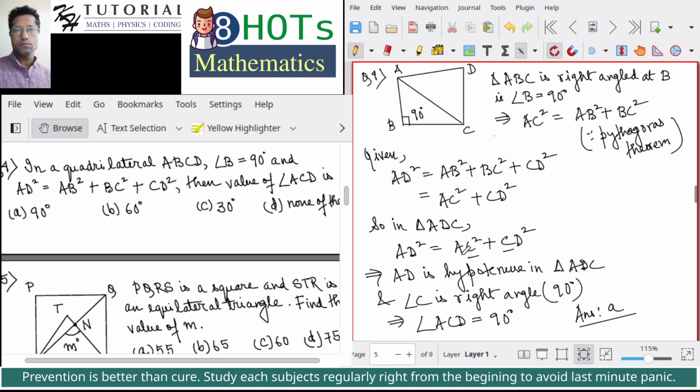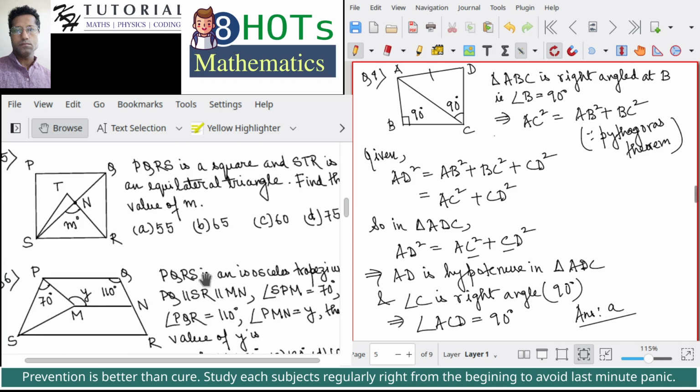And the other way of knowing which angle in triangle ADC is the right angle is the angle opposite to the hypotenuse. This is the hypotenuse AD, and the angle opposite to the side AD is this angle C. So angle C in triangle ADC is the right angle. So we have angle ACD is equal to 90 degrees.